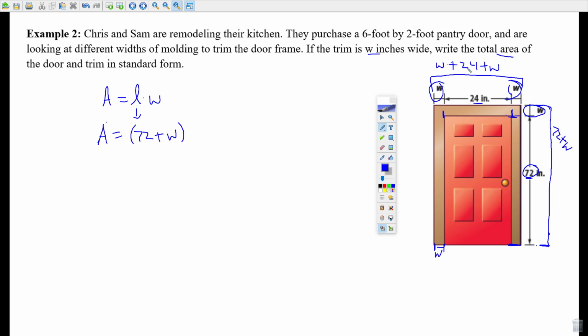And you could also simplify that a little bit. W plus another W is the same thing as 2W. So maybe we could just replace that and say, instead of doing it that way, we could say it's 2W.